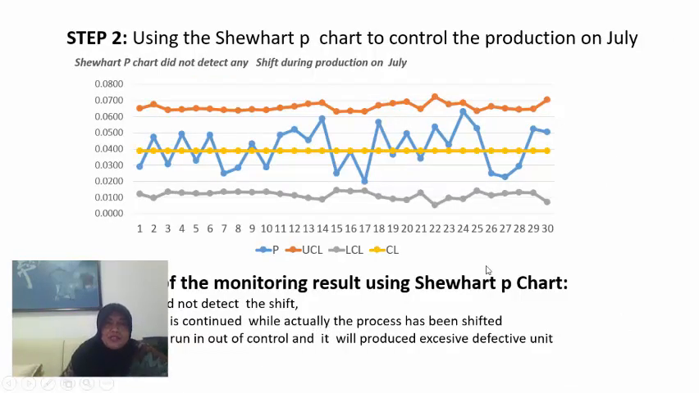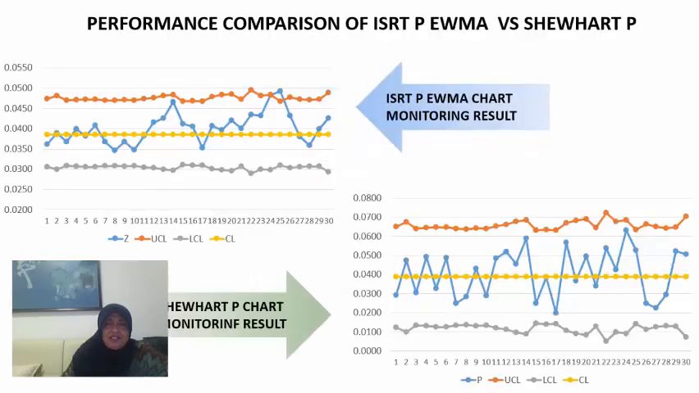The second step, we use this chart with the previous parameters to control the actual production in July. The monitoring result is presented in this figure. Using the P chart, we can conclude that the chart did not detect any shift, and the process is continued, while actually the process has shifted. It means that the process is running out of control and produces excessive defects.